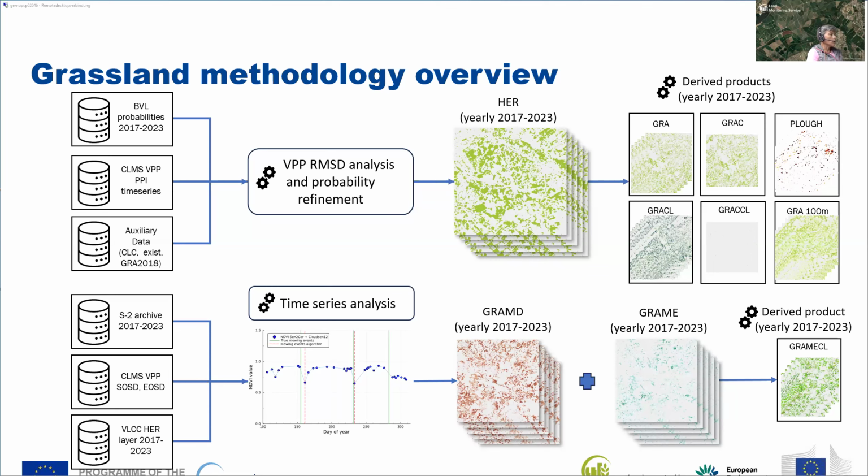We also use this VPP PPI product for indicating these losses and gains, and then it will be sieved to a threshold of 1 hectare, and then the grassland change is derived. The grassland is of course not a yearly product, but a 3-yearly product. It's the 18-21 grassland change product.